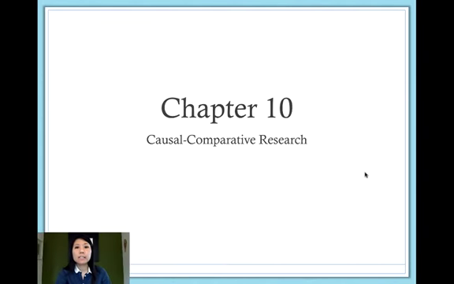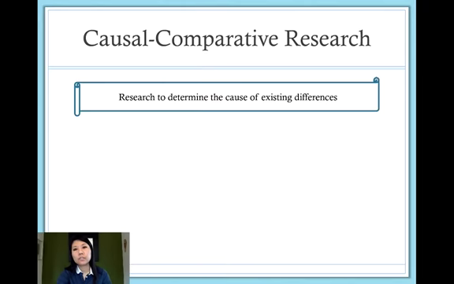Okay, chapter 10 is causal comparative research. This type of research design is intended to determine the cause of existing differences. One of the key concepts for causal comparative research is that it's ex post facto, or after the fact. We are looking at existing differences.